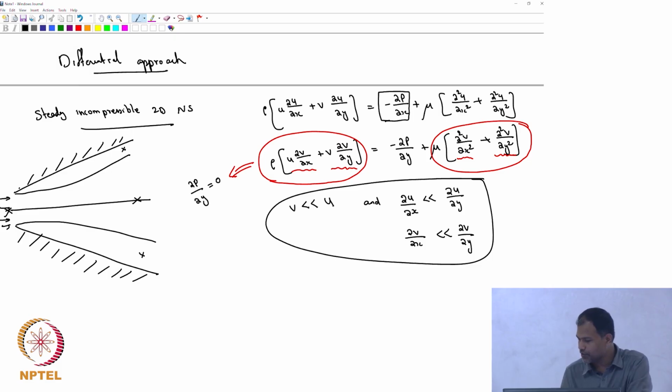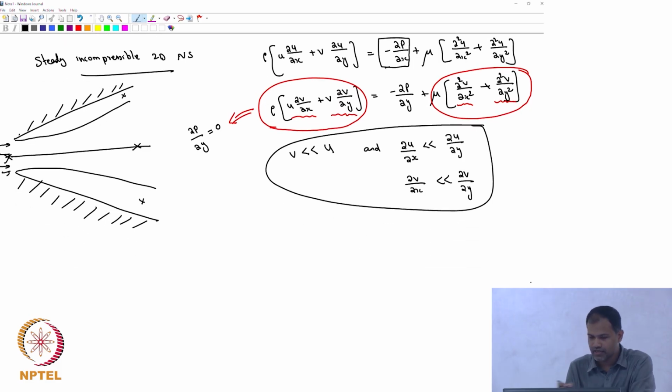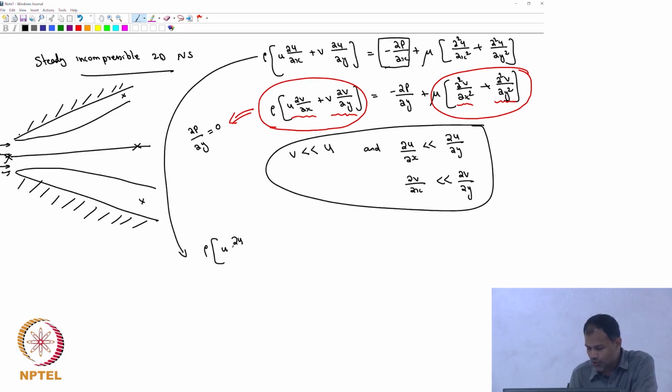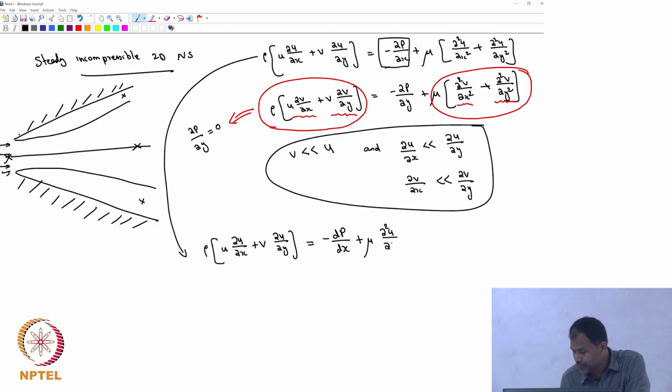Okay, so I'll write down my x momentum equation again. My x momentum equation is going to be rho times u dou u by dou x plus v dou u by dou y is equal to minus dp by dx plus mu times del square u by del x square plus del square u by del y square. I am not writing del square u by del x square, but it is also expected to be very small.